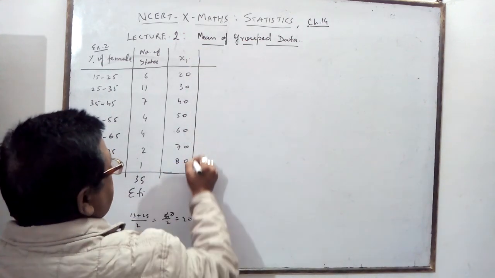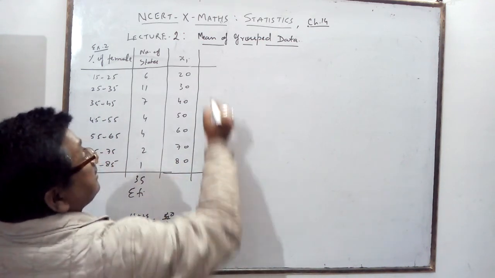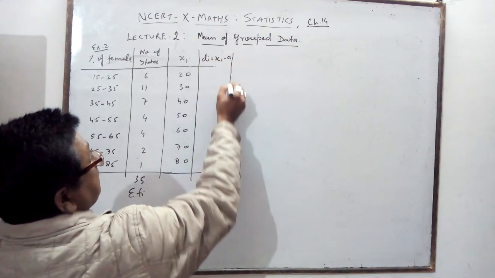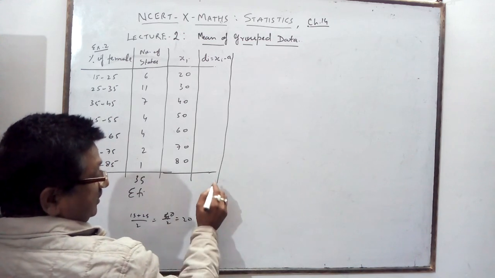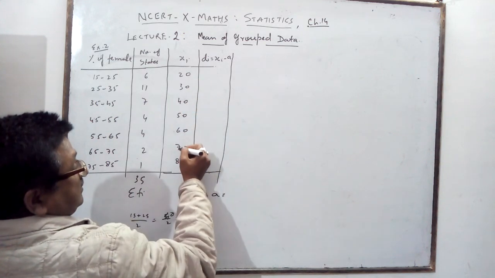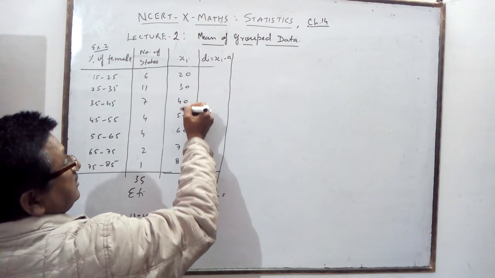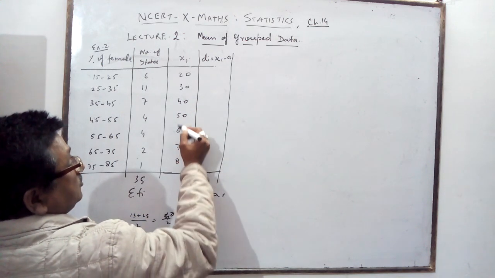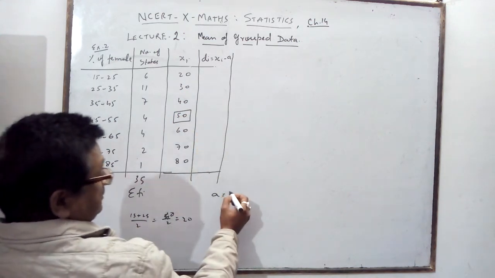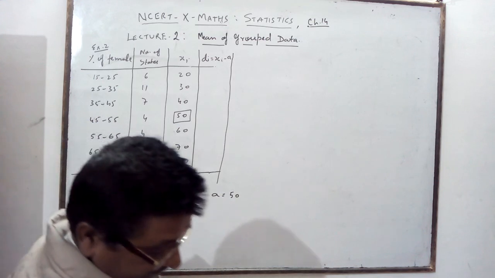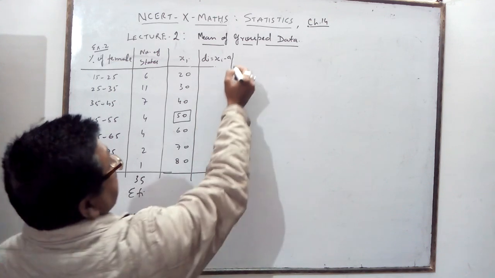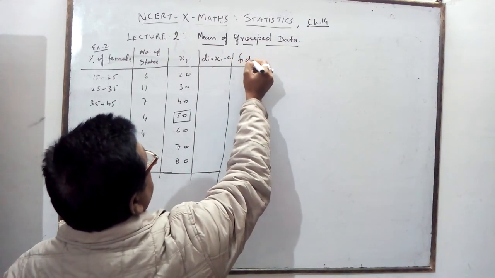Then in the next column, according to the deviation method, you will write di equals xi minus a. So what is a? First you calculate a. Counting 1, 2, 3, 4, 5, 6, 7, you take the middle value, with 3 on this side and 3 on this side, so 50 is a. I have taken 50 as a. In front of this you will write the fi di column.